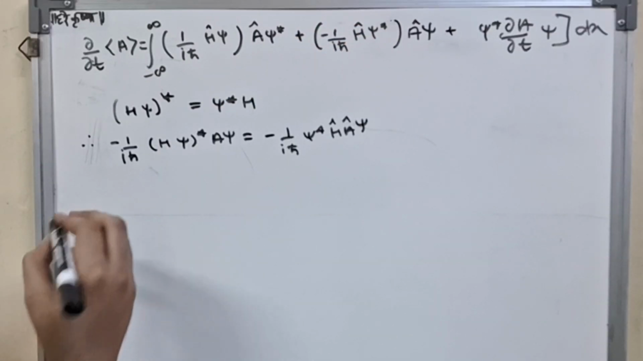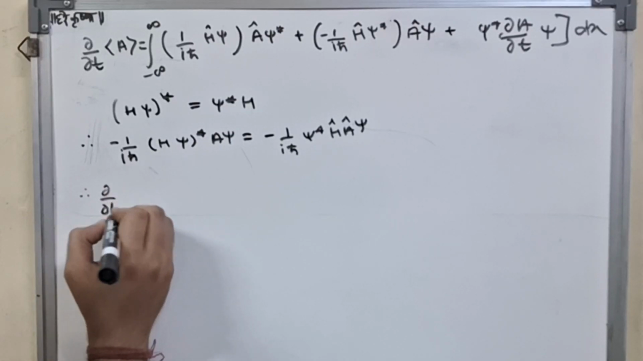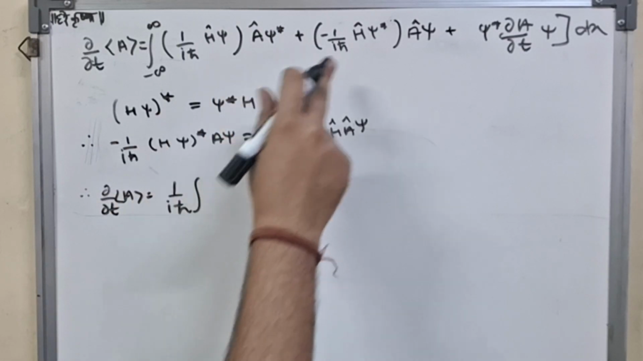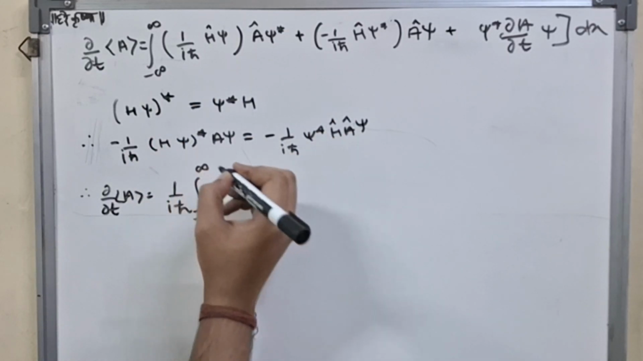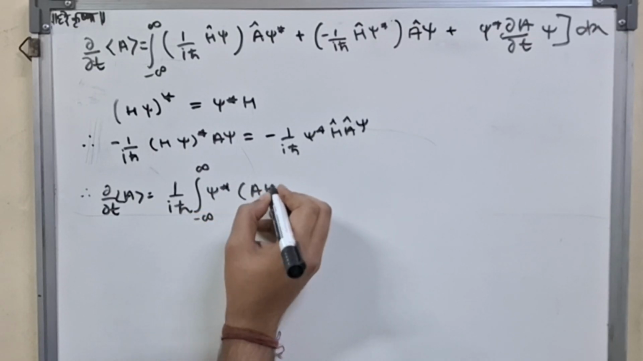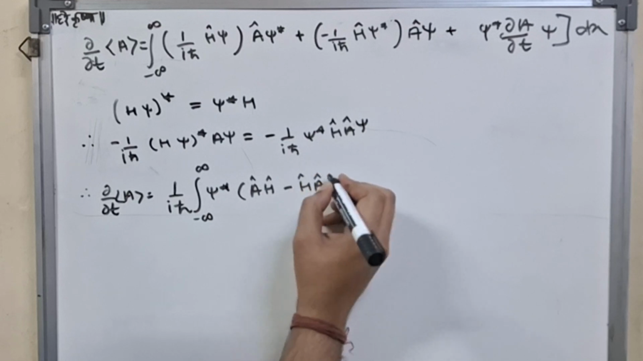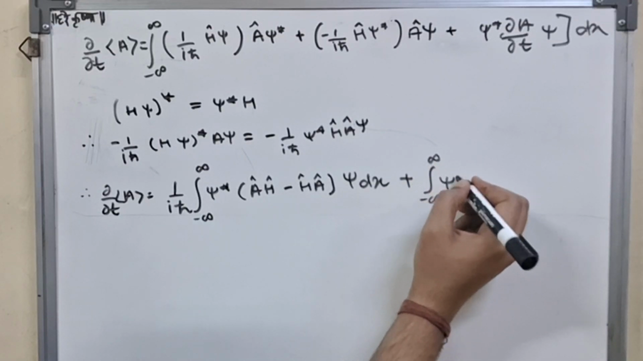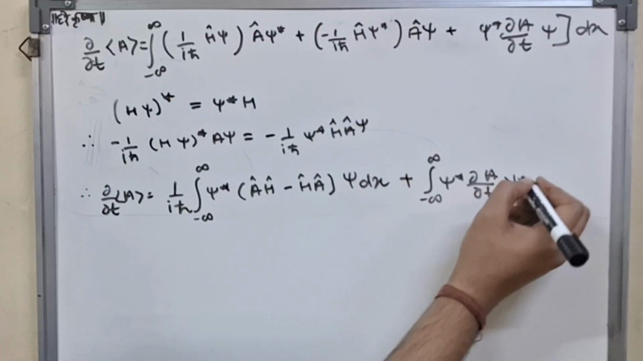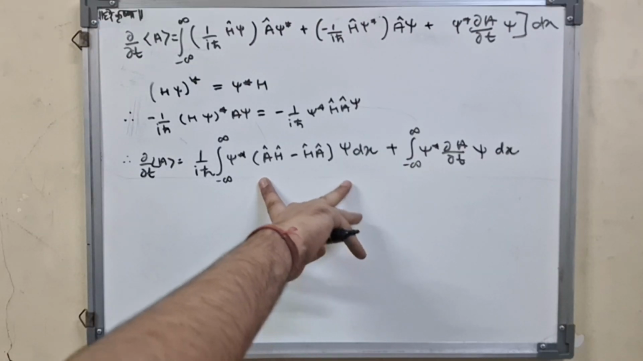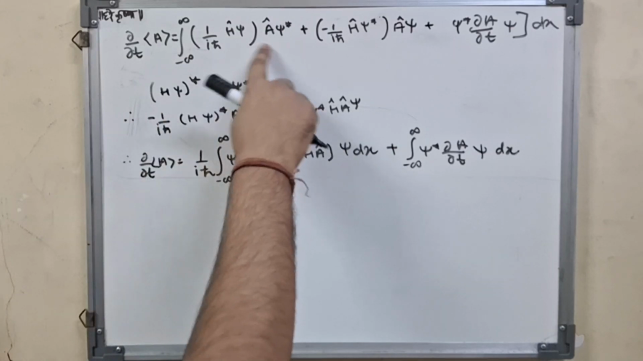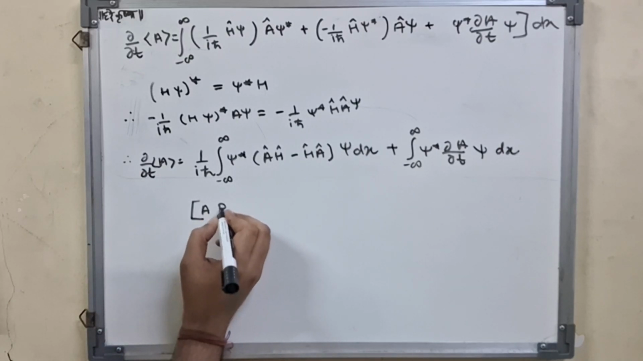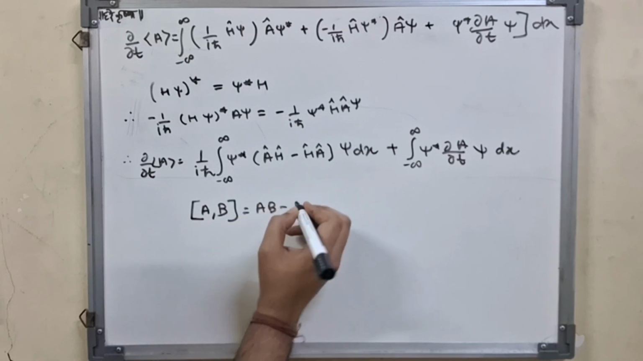By that, I mean we can write the equation as, therefore, ∂/∂t of A equals 1 upon iħ, I'll take iħ outside, and it is of course the integral from minus infinity to infinity of ψ* (AH minus HA) ψ dx, plus the integral from minus infinity to infinity of ψ* ∂A/∂t ψ dx. How did we get this? Well, from this. AH and HA form a commutator. The commutator can be written as, let's say I have [A, B], so it is written as AB minus BA.